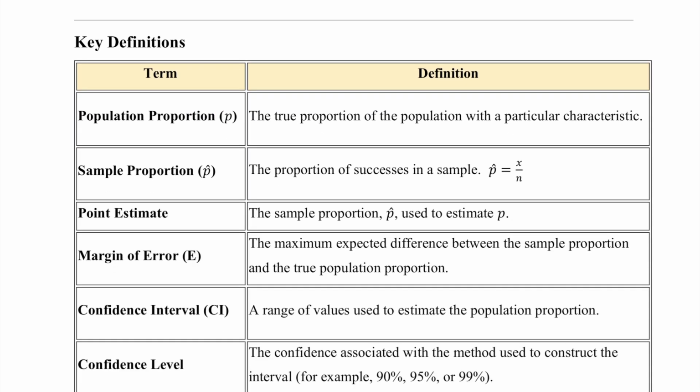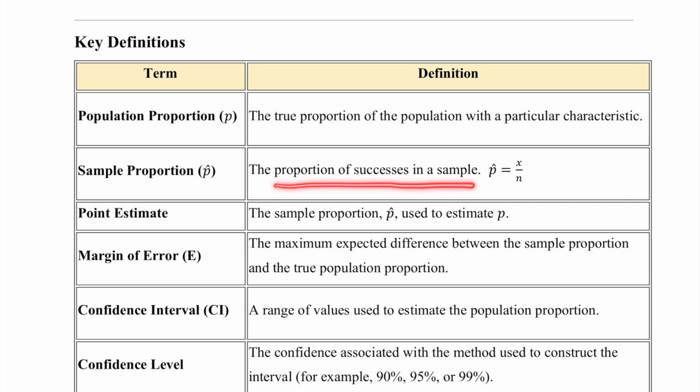The population proportion, denoted by P, is the true proportion of the entire population with a particular characteristic. Since we usually don't know the population proportion, we estimate it using a sample. The sample proportion, denoted by p hat, is the proportion of successes in a sample.